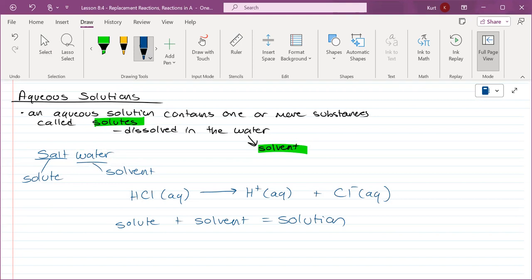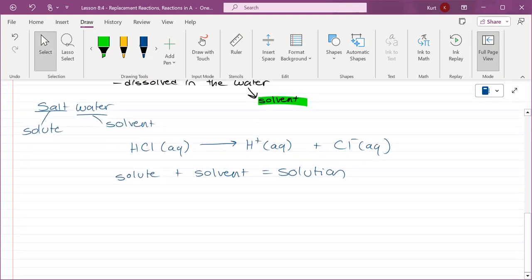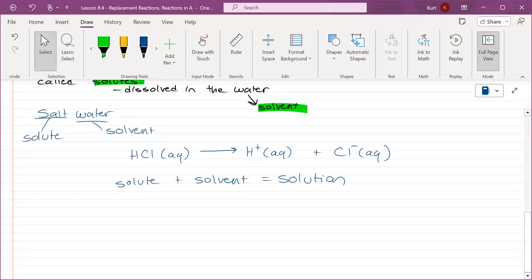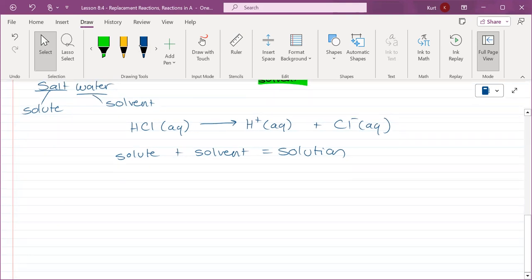The Gulf of Mexico is a solution. It's salt water. It is a mix of salt and water. Is pure water a solution? No. What would it be then if it's just water? It's a solvent. Pure water is just a solvent. A solution means something was dissolved in it. Okay, next topic.